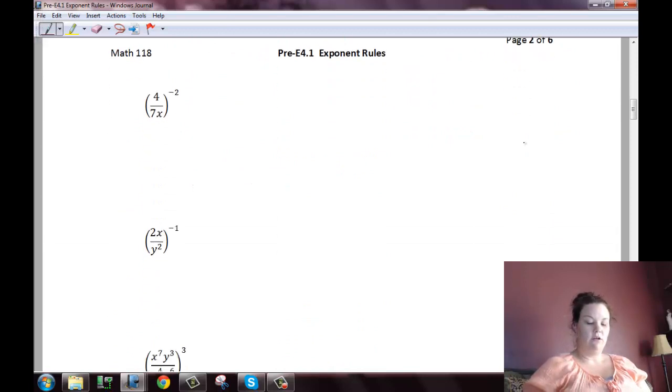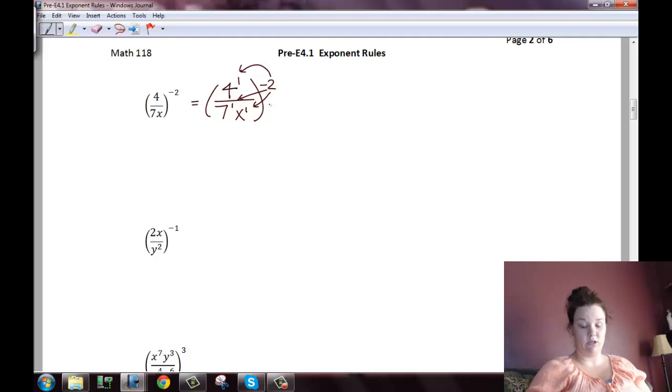So the next one, I'm implementing the power rule. Okay, power means I have to distribute that exponent to every exponent on each base within this quantity. So notice that's like I'm going to rewrite this. This is the same as 4 to the first power all over 7 to the first power and x to the first power. And I'm raising that to the negative 2. So I'm going to distribute that negative 2 to everyone's exponent.